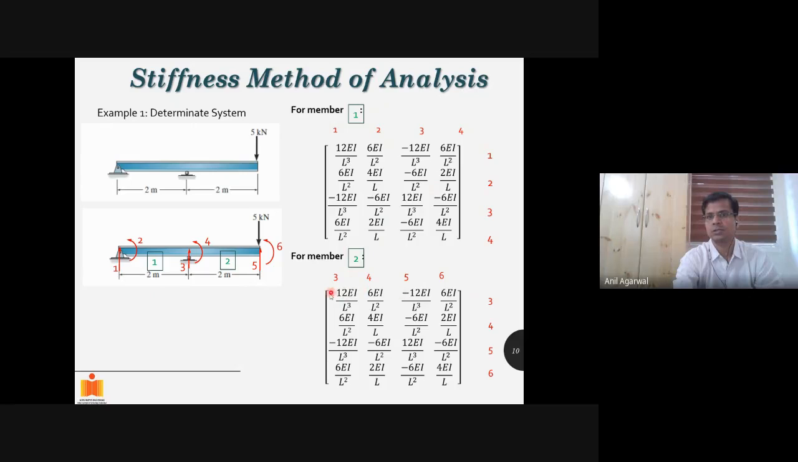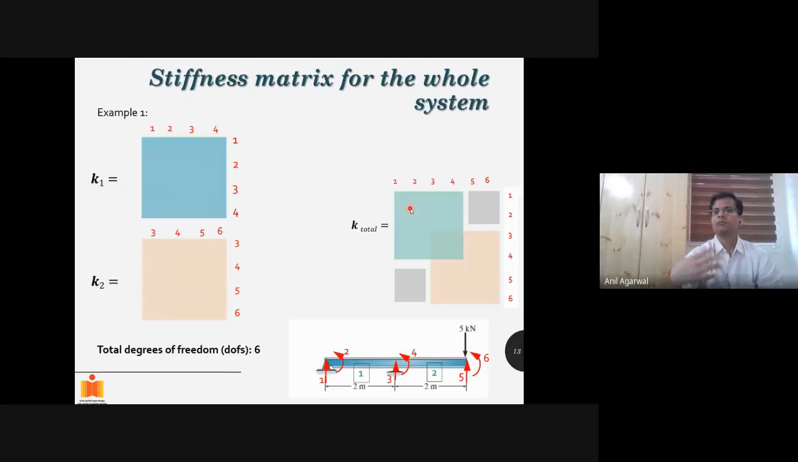If you are not sure, this is 33, right? This is 3, this is 3. So this is F33, and this is 3 here, and this is 3 here, F33. Which basically means that I need to assemble the global stiffness matrix.